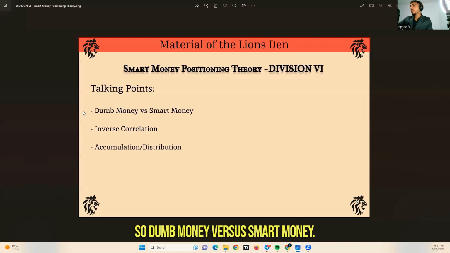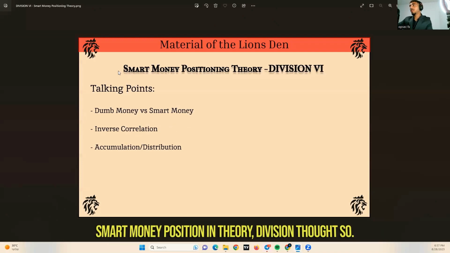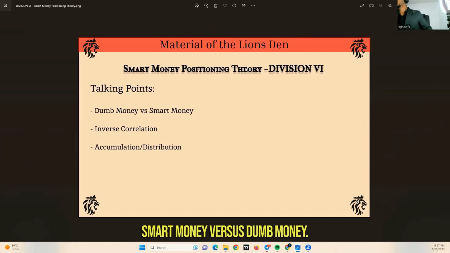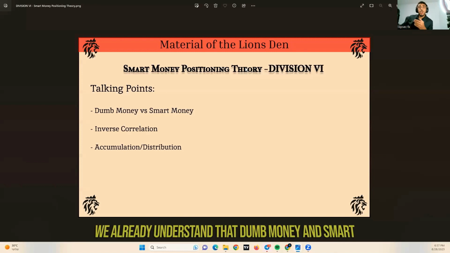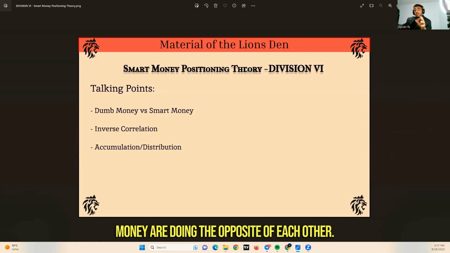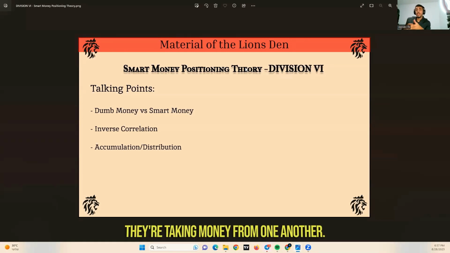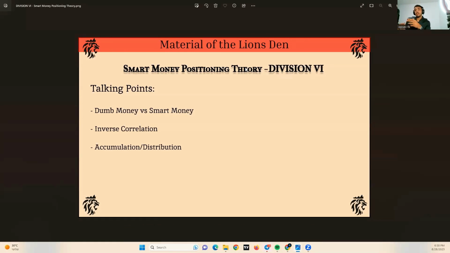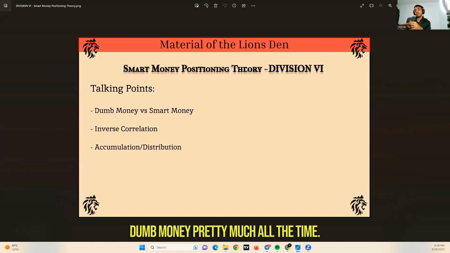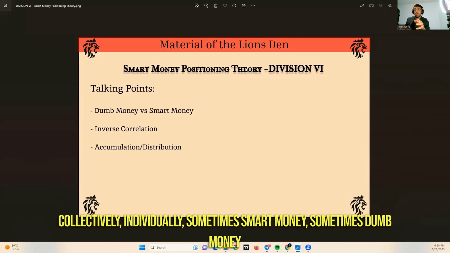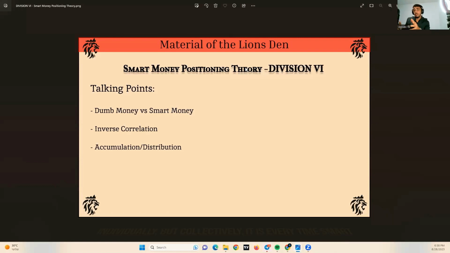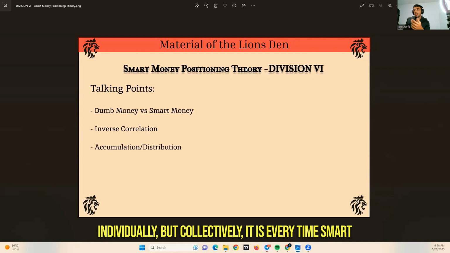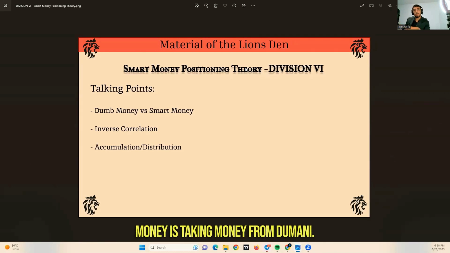So, dumb money versus smart money. We already understand that dumb money and smart money are doing the opposite of each other. They're fighting each other, taking money from one another. Smart money is taking money from the dumb money pretty much all the time, collectively. Individually, sometimes it's smart money, sometimes dumb money, but collectively, it is every time smart money taking money from dumb money. Okay?